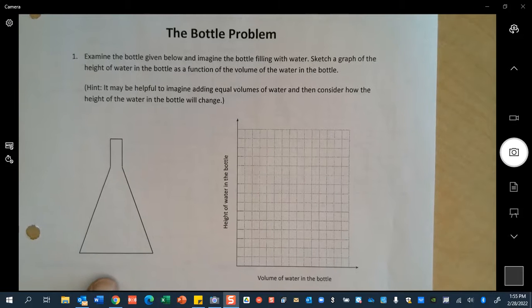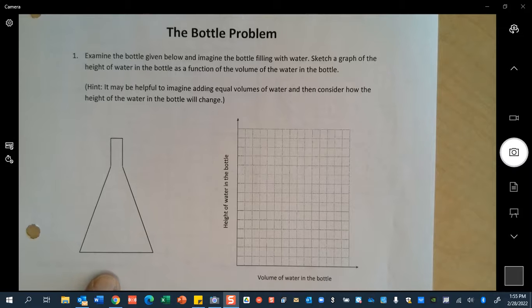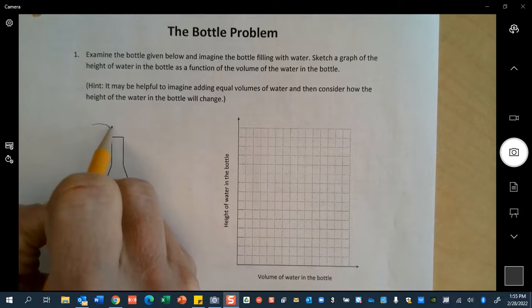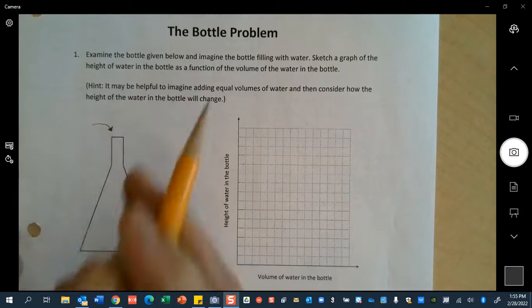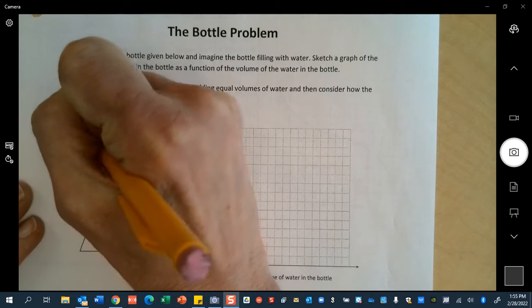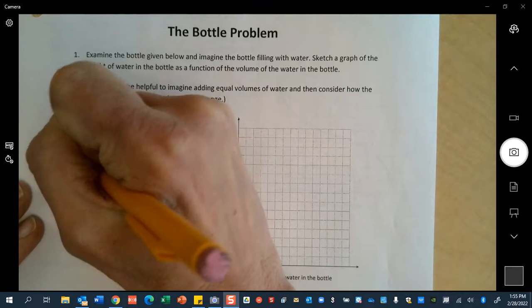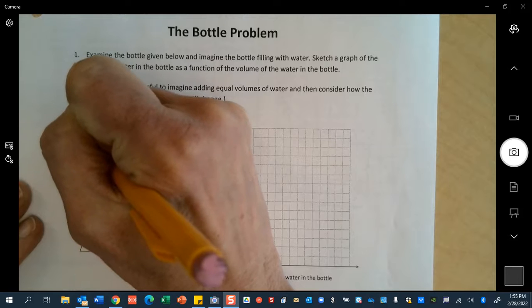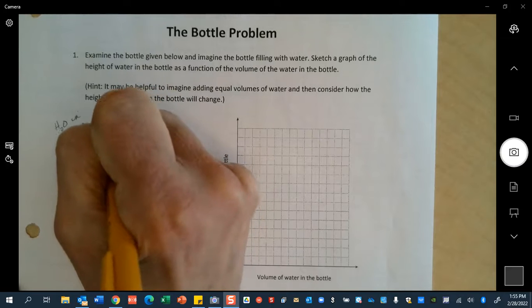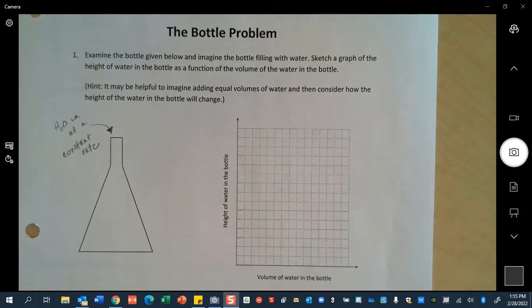So we have a bottle that's shaped like this, and we're going to imagine that that bottle is filling up with water. So as my water comes in, and you need to know the water comes in at a constant rate. So the water's coming into the bottle at a constant rate. What I want you to do, talk with your partner, sketch a graph of the height of the water as a function of the volume of the water in the bottle.